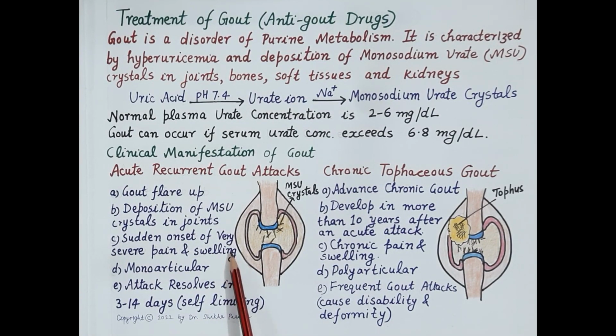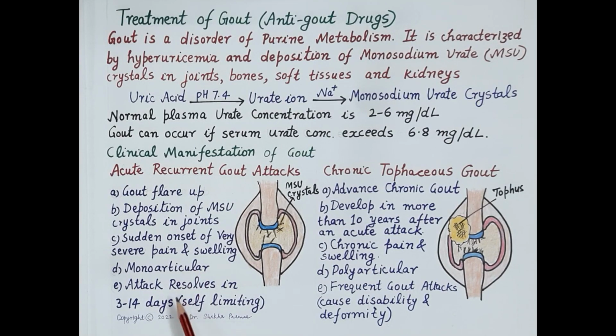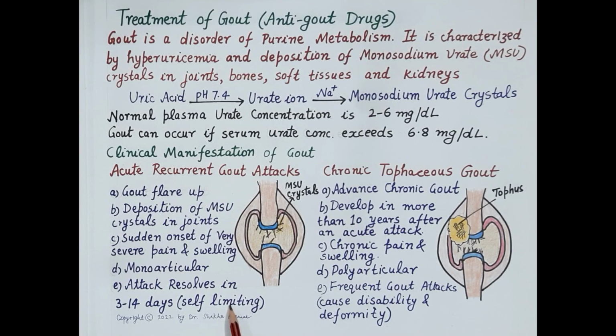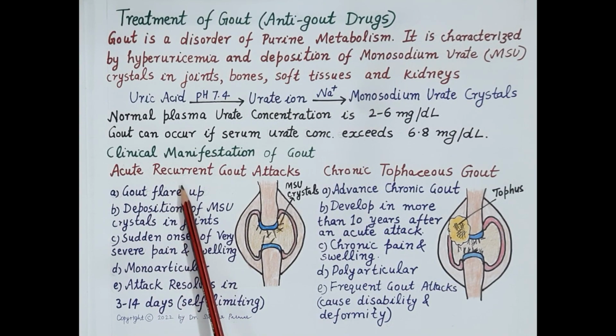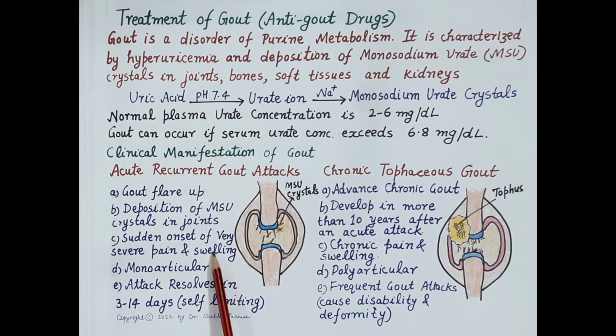Now, initially gout attack is monoarticular, that is, it is confined to one joint only. Now, these attacks normally resolve themselves within 3 to 14 days, and thus these acute gout attacks are self-limiting. Now, goal of the therapy in the management of acute gout attacks is to reduce pain and to reduce swelling or inflammation. So, NSAIDs and drugs like colchicine, corticosteroids are used in the management of acute gout attacks.